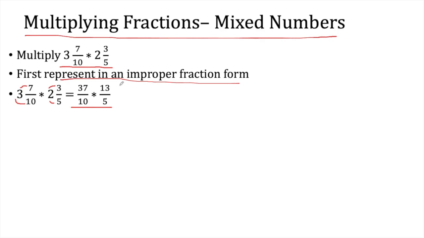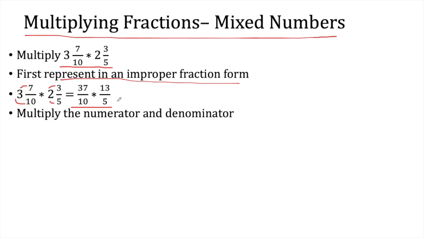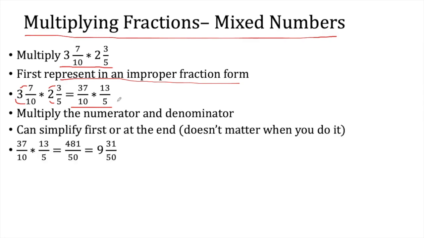And now, as in all the previous examples, you just multiply the numerators and denominators. You'll see that both 37 and 13 are prime numbers, and 37 and 13 are not factors of 10 or 5. So both the fractions cannot be simplified further. And we just multiply, and our simplest form is 481 divided by 50 in improper fraction form. And if we were to convert this to a mixed number form, we'd get 9 and 31 by 50, since 50 goes into 481 9 times, leaving a remainder of 31.